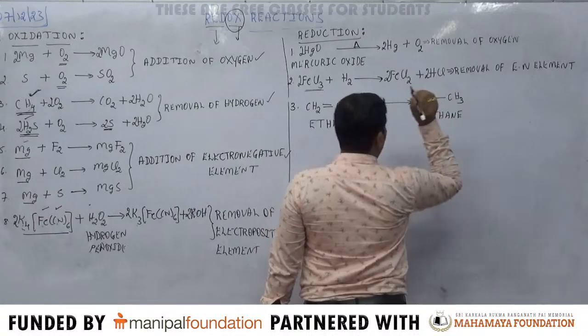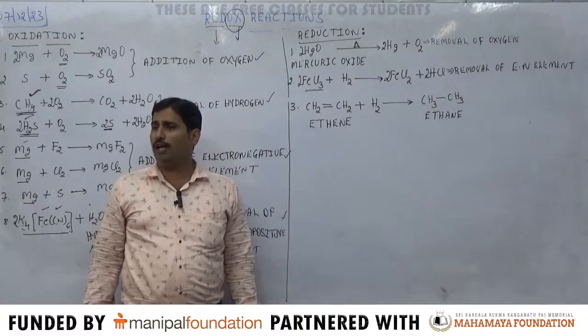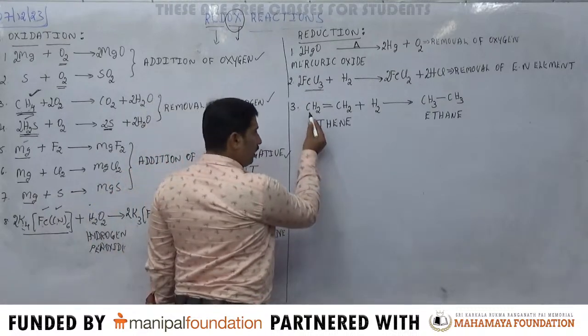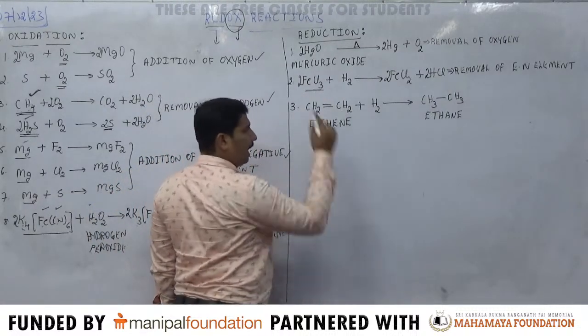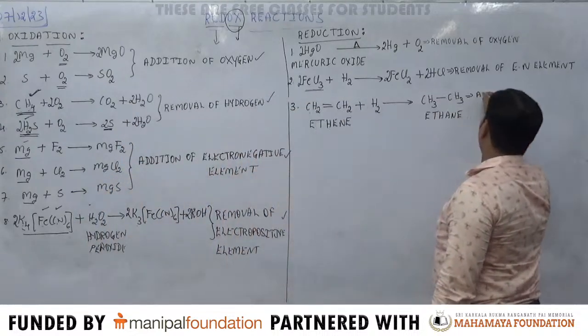Now can you tell me what happened in this reaction? There is an addition of hydrogen. One hydrogen was added to each carbon atom. So in this case there is an addition of hydrogen.